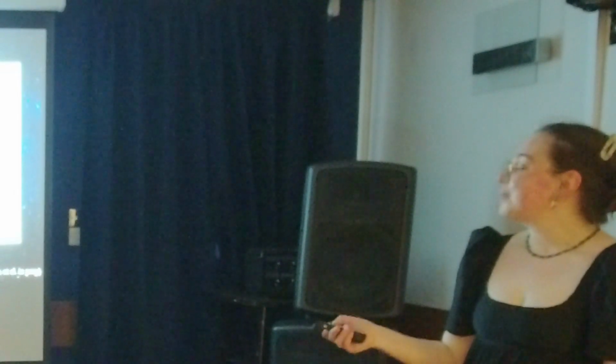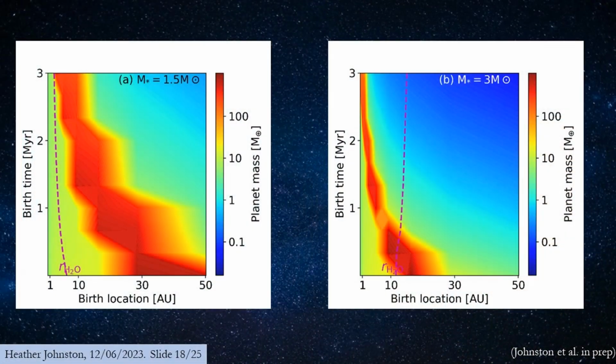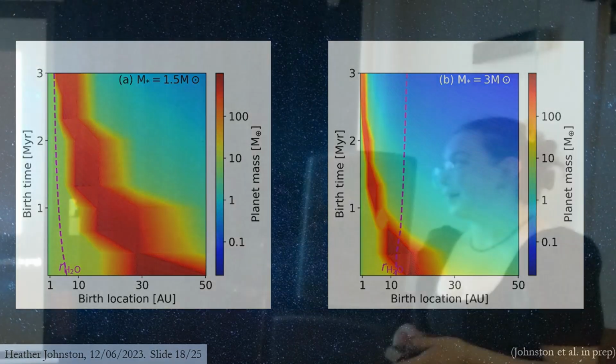What I want you to take away from this is that the red giant-forming region is far more massive and extended around a 1.5 solar mass star versus around a 3 solar mass star. That basically means it's much easier to form giant planets when the star is less massive. This is a good result because it fits in with the occurrence rate figure that I showed you earlier, but it's also confusing because why is this happening?